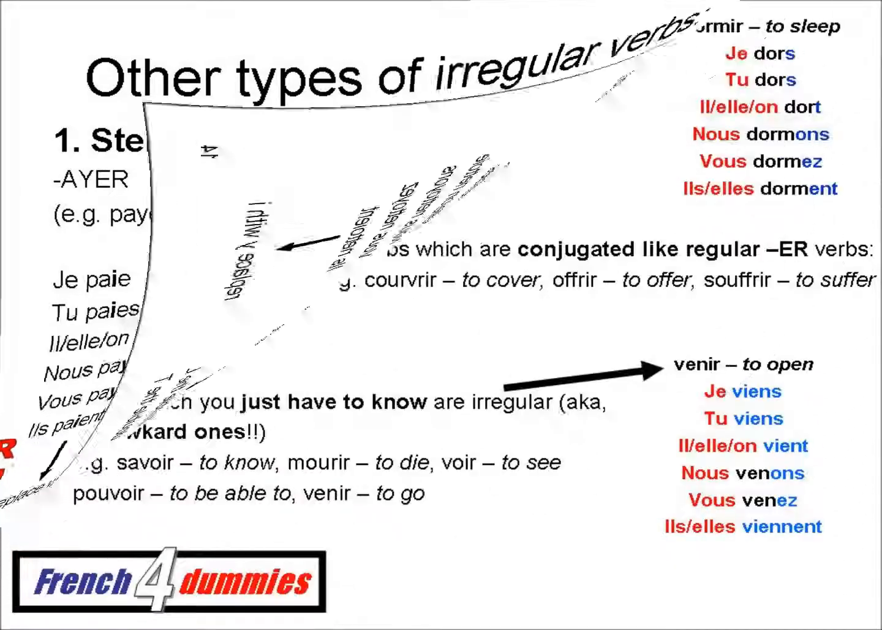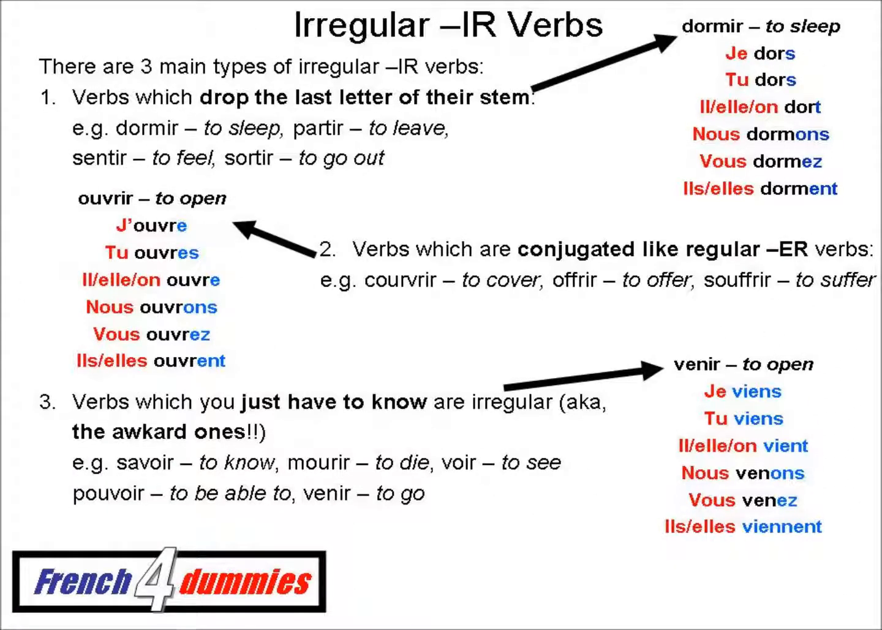What about irregular IR verbs then? Well, there are 3 main types. The first being those verbs which drop the last letter of their stem, such as dormir, to sleep. There are verbs which are conjugated like regular ER verbs, like ouvrir, to open. And then again, there are just those verbs which you just have to know, such as venir, to come.